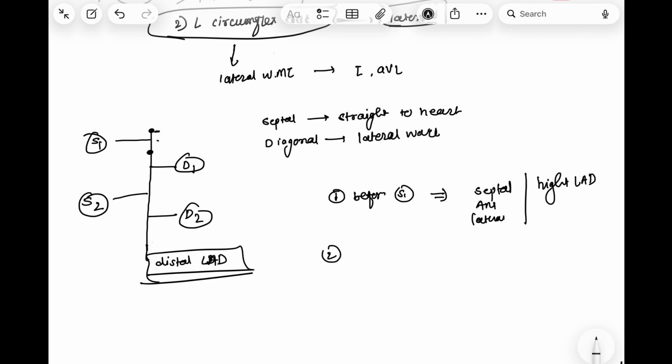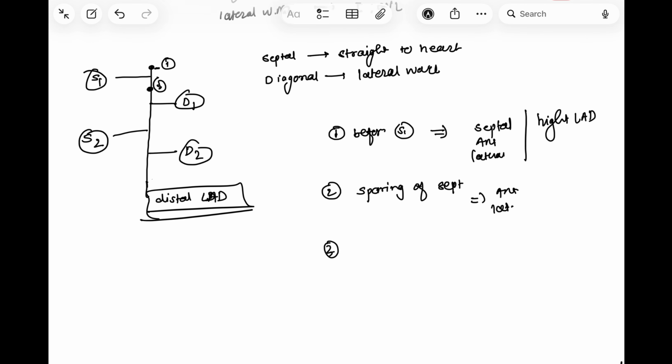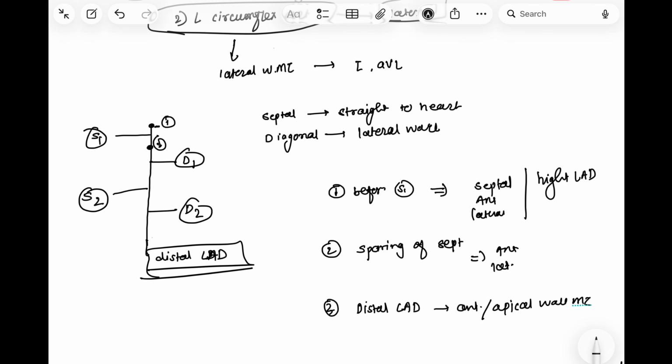What if the occlusion is in between S1 and D2? What will we get? In this second case, there will be sparing of the septum. So we will be getting the anterior and lateral wall only. What if only the distal LAD is involved? For the distal LAD, we will be getting only an anterior or apical wall MI. So depending upon the level of occlusion, different areas of the heart are affected.